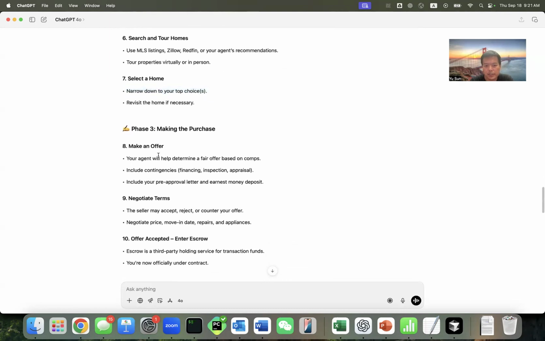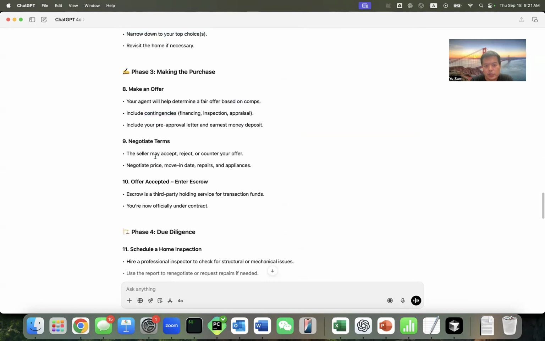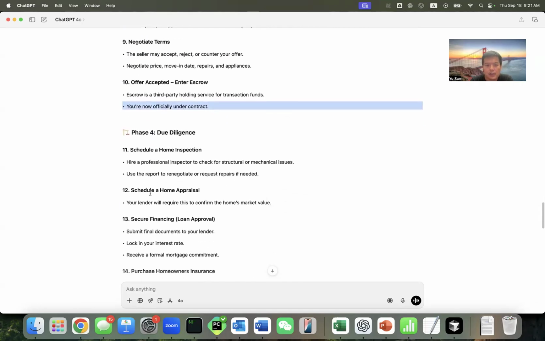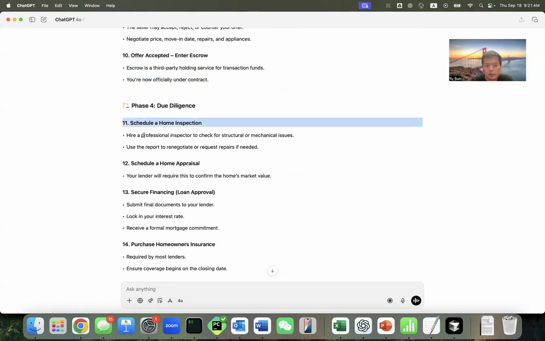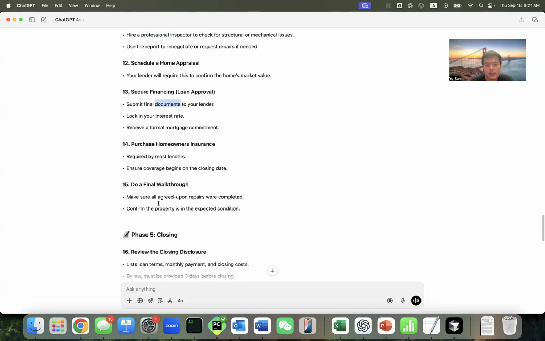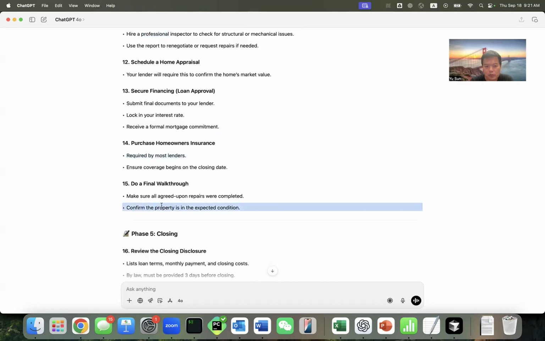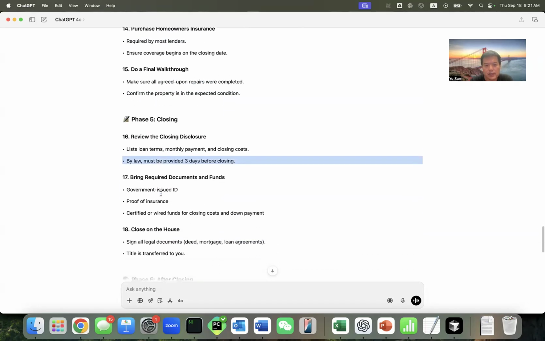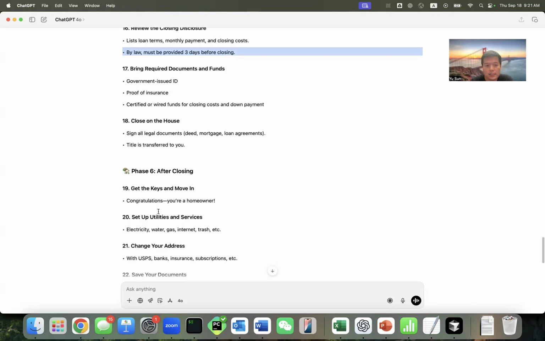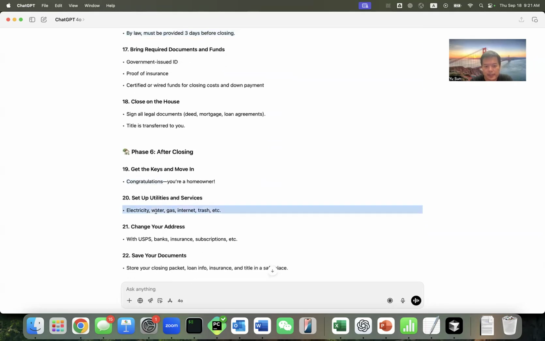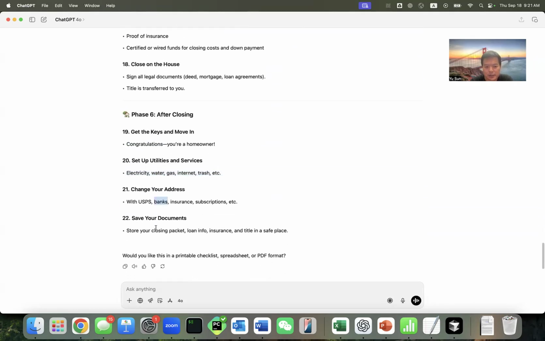And then you start making offers, and then you negotiate the terms, and finally, if the offer is accepted, then you enter escrow. And then at the end, you need to do the home inspection, you need to contact the bank for the approval, appraisal, and then also your loan. You've got to finish that one. You've got to get insurance and the final walkthrough, and then it's closing. Once you're done, you've got all the documents, close the house, you get the keys, moving, and set up utilities, change your address, save your documents.